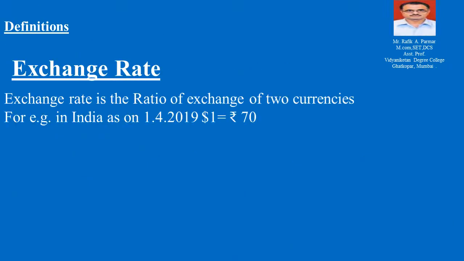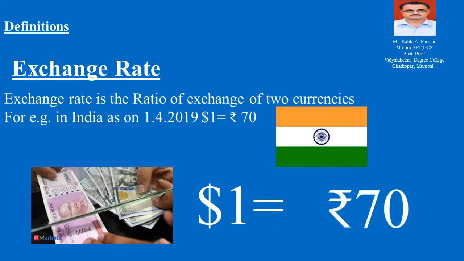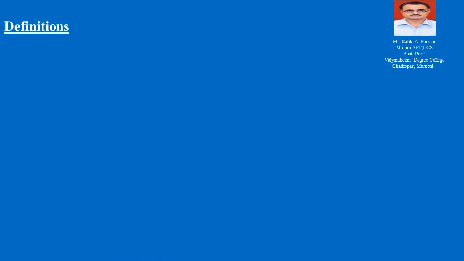Now, what is the meaning of exchange rate? Exchange rate is the ratio of exchange of two currencies. For example, in India, as on 1st April 2019, $1 is equal to rupees 70. Means what? In India, as on 1st April 2019, if you want $1, you have to give 70 rupees. So this is called the exchange rate. That means as on 1st April 2019, $1 is equal to rupees 70. If you want $1, you have to pay 70 rupees. This is called exchange rate.